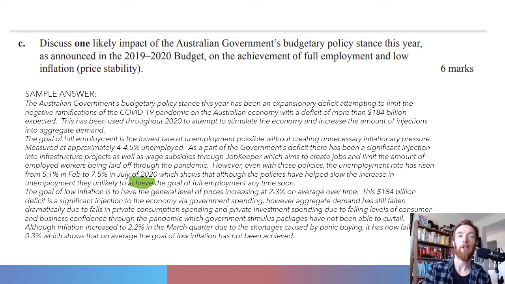Although inflation increased to 2.2% in the March quarter due to shortages caused by panic buying, it has now fallen to negative 0.3%, which shows that on average, the goal of low inflation has not been achieved.